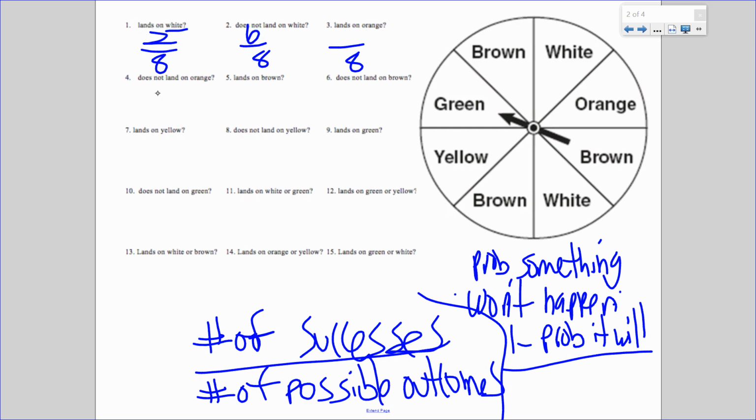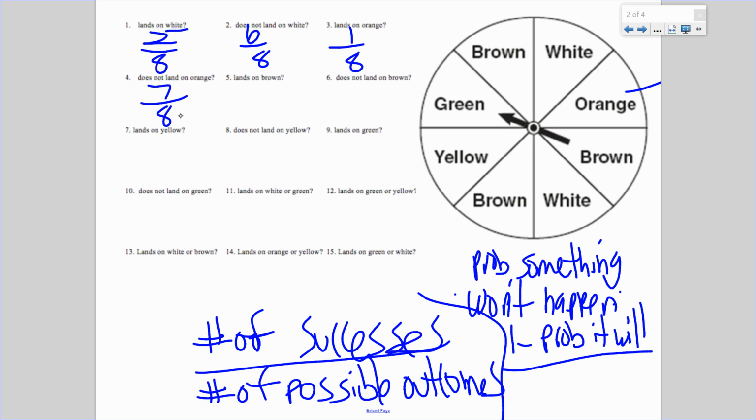What's the probability that it lands on orange? Well, there's 8 possible outcomes. How many are orange? Just 1. So I want you to think about it right now. If the probability is 1 out of 8 that it does land on orange, what's the probability that it does not land on orange? 7 out of 8.